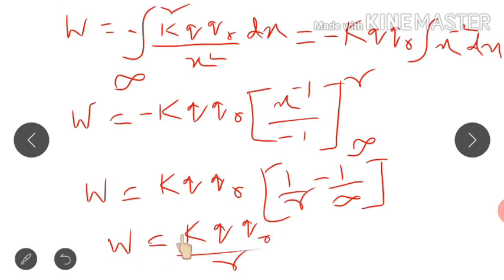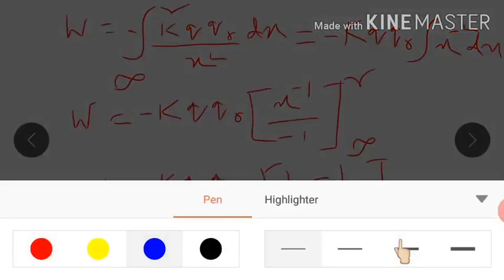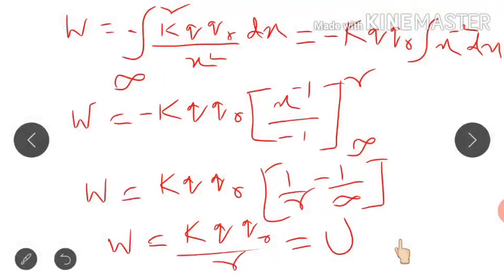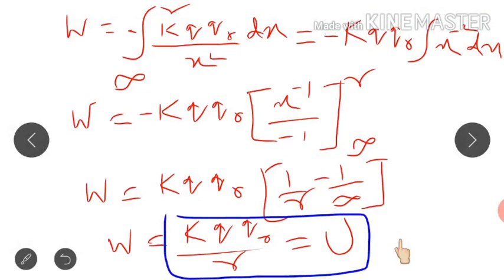So this work done could be written equal to what? U. So what is U? U is the electrostatic potential energy, and its expression is how much? K q 0 upon r. So I hope this expression, that U is equal to k q 0 upon r, is clear.